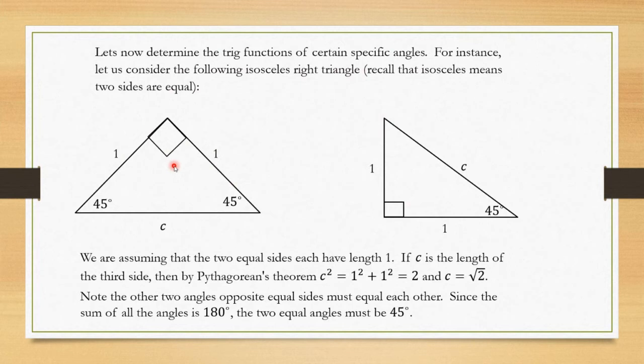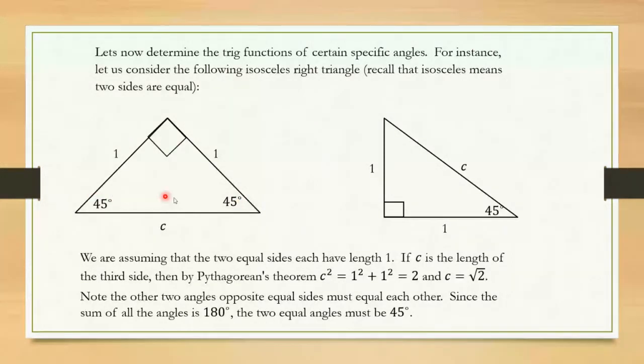So isosceles means 2 of the sides are equal. The equal sides I'm calling 1. The third side, which is the hypotenuse, I'm calling C. And of course, you can get C using Pythagoras's theorem. But how do we get 45 degrees here? How do I know that? Well, remember, the angles in a triangle have to add up to 180 degrees, as I have here. 90 degrees is accounted for already, so these two would have to add up to 90 degrees.